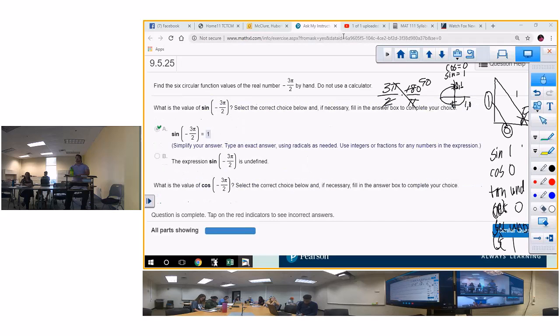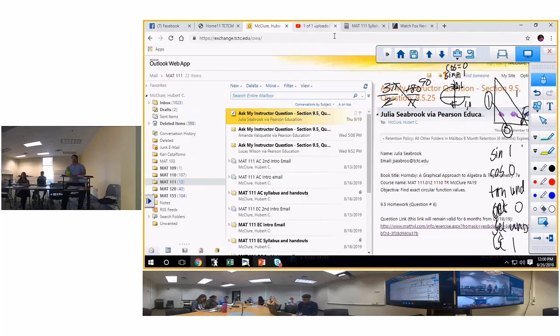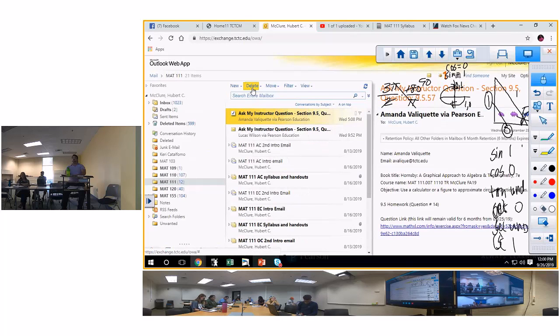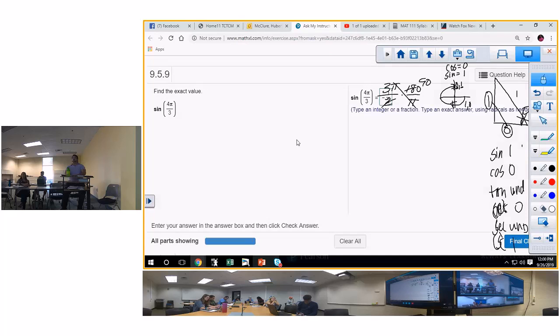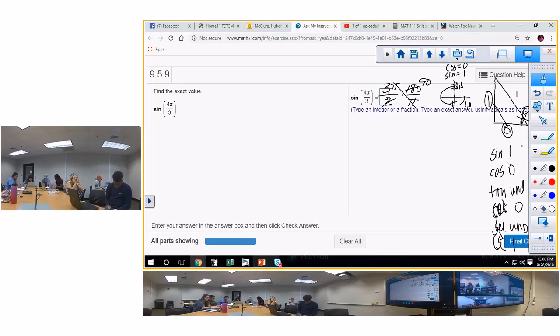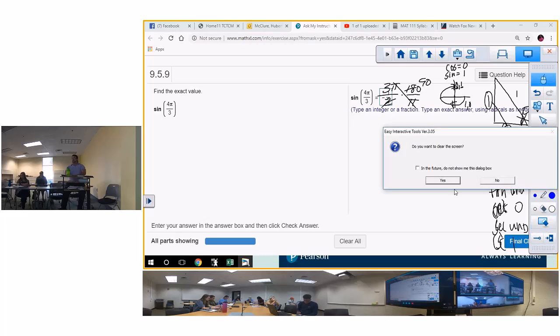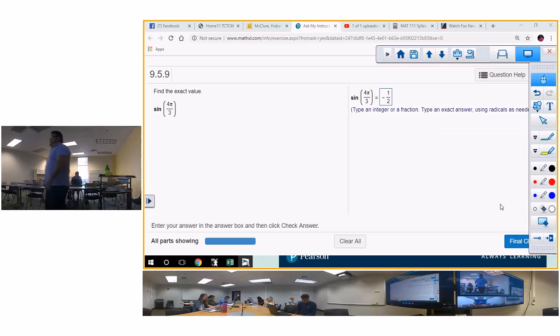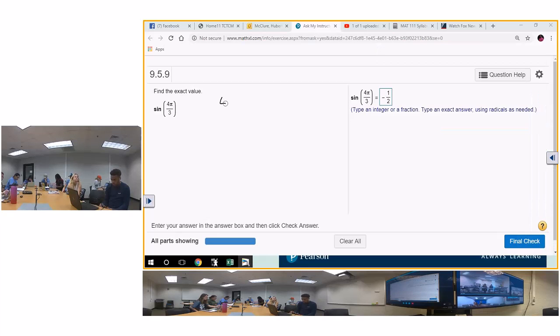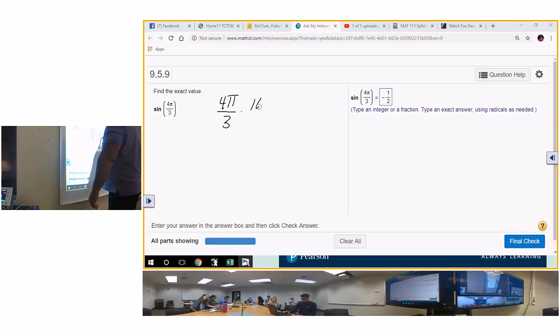All right, next one. So both of those, and I think they're the same ones. Okay, 4 pi over 3. Find it. That's the first thing you do. So 4 pi over 3 multiplied by 180 over pi. 3 goes in there 60. 4 times 60 is 240. And where is 240?